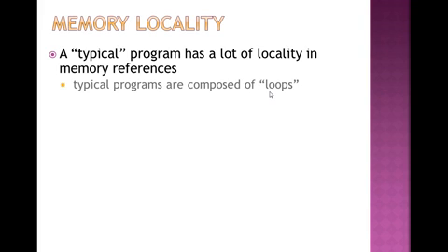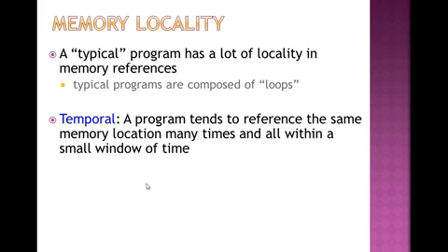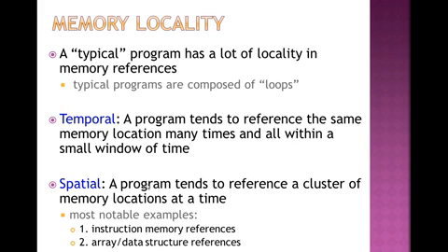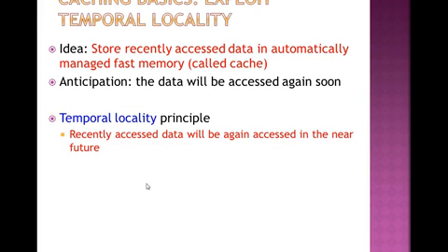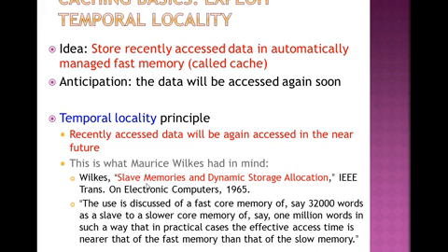A typical program has a lot of locality in its memory references. Typically, programs are composed of loops. There is temporal locality, there is spatial locality. Now, cache basics: how to exploit temporal locality.